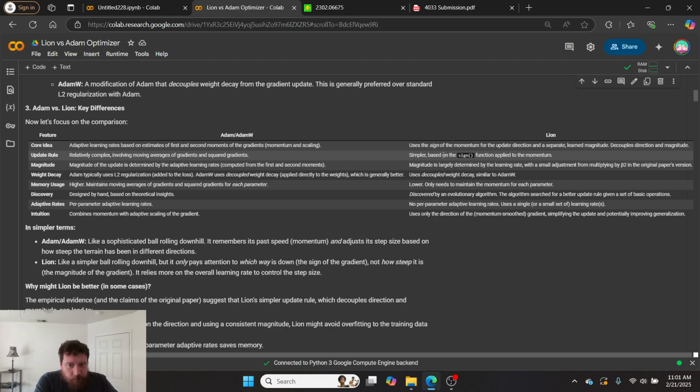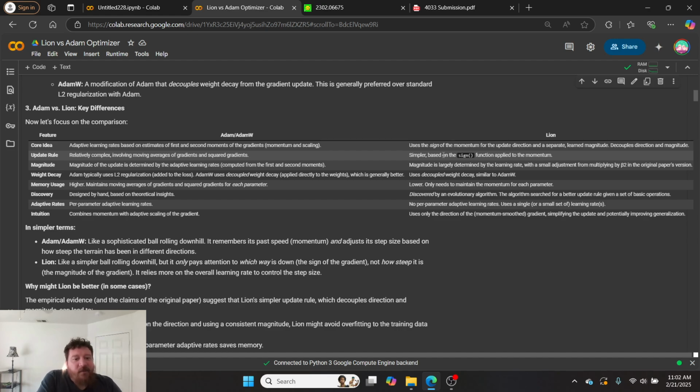For magnitude, with Adam the magnitude of the update is determined by the adaptive learning rates, computed from the first and second moments, whereas Lion's magnitude is largely determined by the learning rate, with a small adjustment from multiplying by the β2 in the original paper's version. Weight decay: Adam typically uses L2 regularization added to the loss, whereas Lion uses decoupled weight decay similar to AdamW.